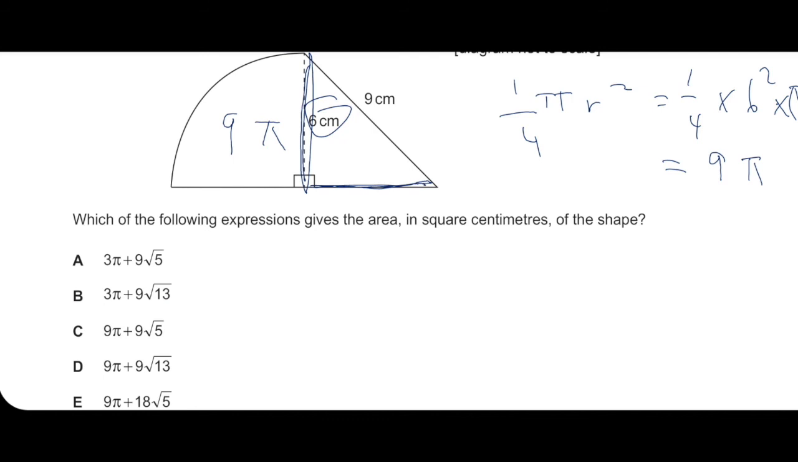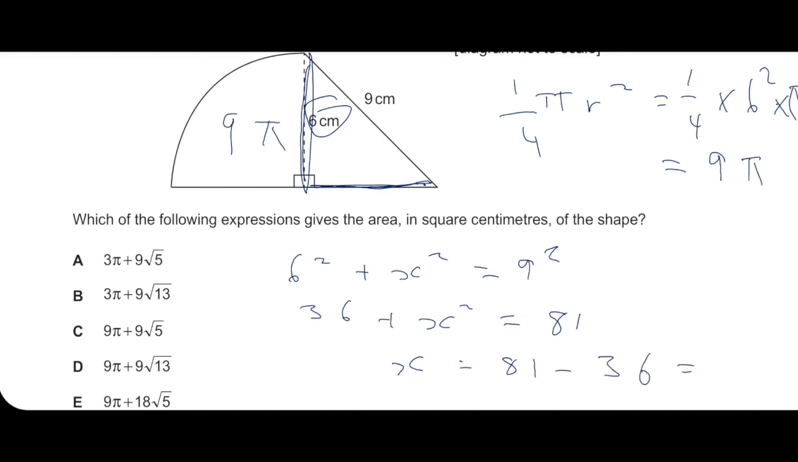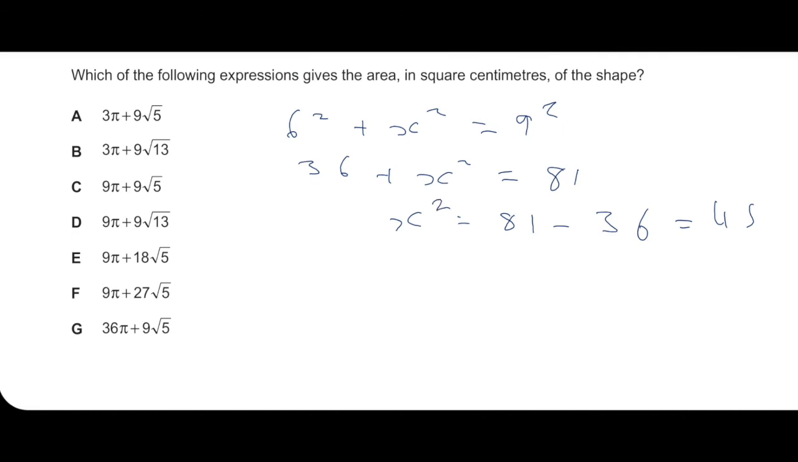However, we do have the hypotenuse of this right-angled triangle. So using Pythagoras' theorem, which is a squared plus b squared is equal to c squared, we can work out the base of this triangle, and therefore the area of this triangle. So 6 squared plus x squared is equal to 9 squared, 36 plus x squared is equal to 81, x squared is equal to 81 minus 36, which is equal to 45. What is x? x is the square root of 45, which is equal to 3 root 5.